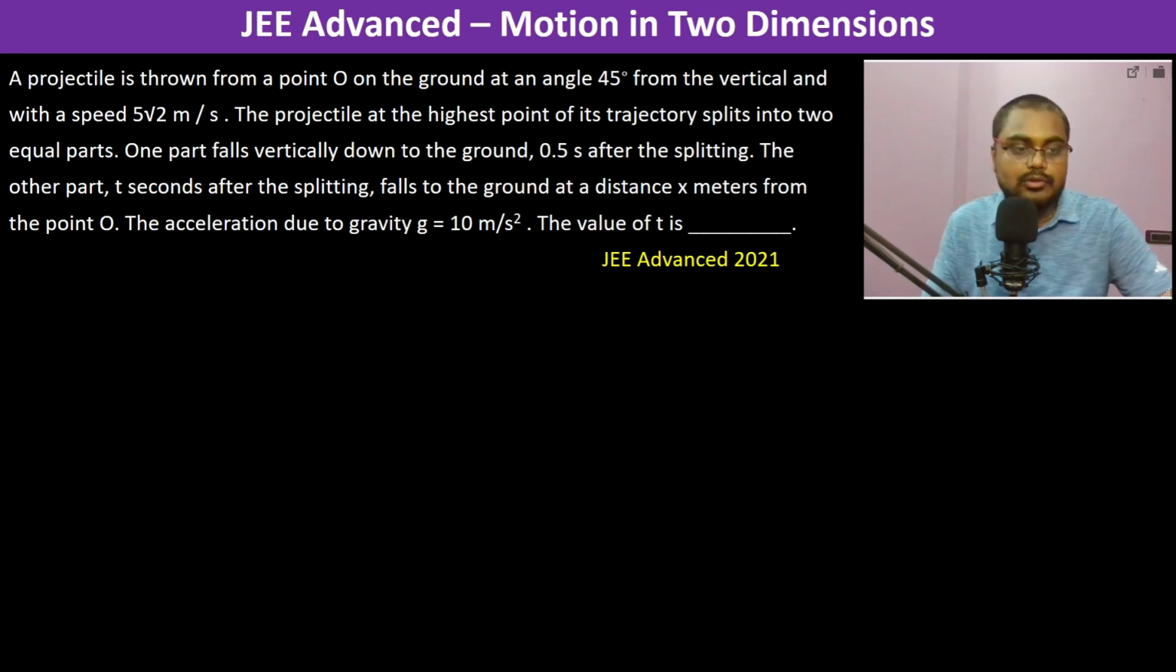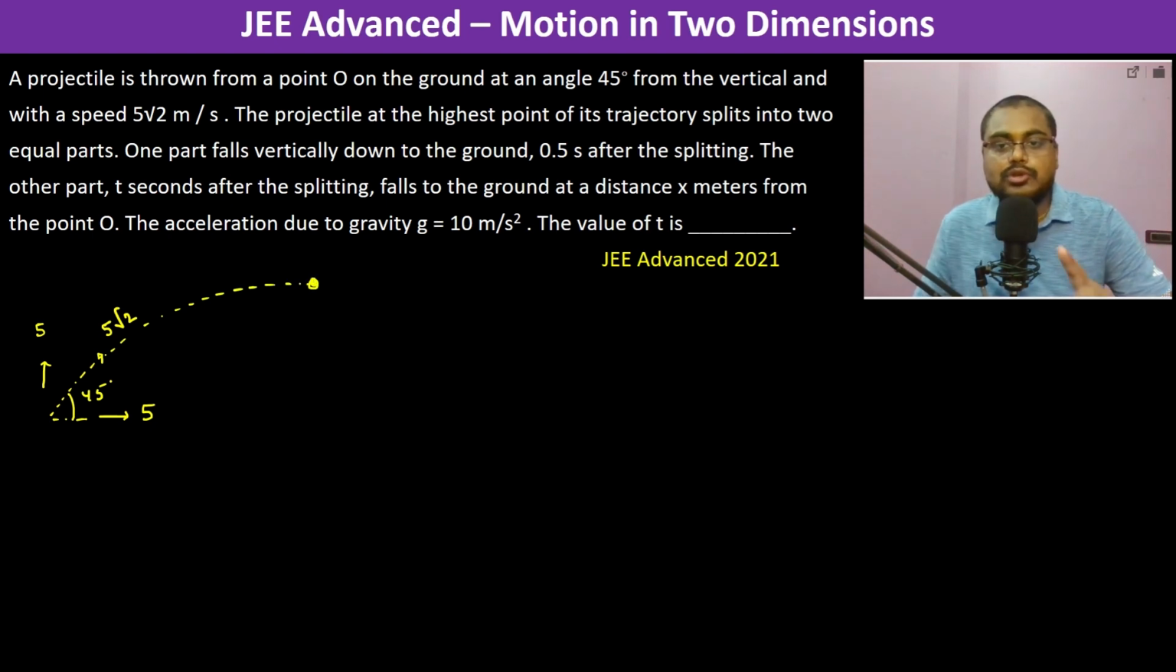A projectile is thrown from the point O on the ground at an angle 45 degree from the vertical with a speed 5√2 meter per second, okay. So this is thrown with 5√2 meter per second, and this is 45 degree. So therefore in this direction it's 5 meter per second, and in this direction it's again 5 meter per second. The projectile at the highest point of its trajectory splits into two equal parts. At the highest point it splits into two equal parts.